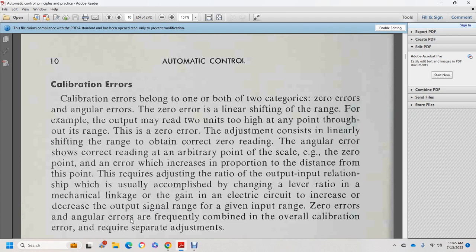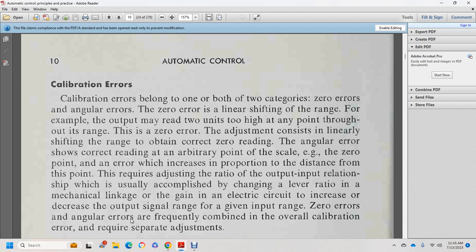Calibration errors. Calibration errors belong to one or both of two categories: zero errors and angular errors. Zero error is a linear shift of the range. For example, the output may read 2 units off throughout the range. There is a zero error, and the adjustment consists of linearly shifting the range to obtain the correct zero reading.